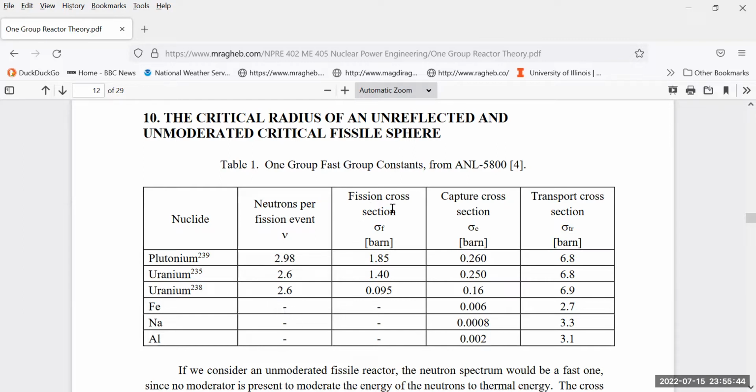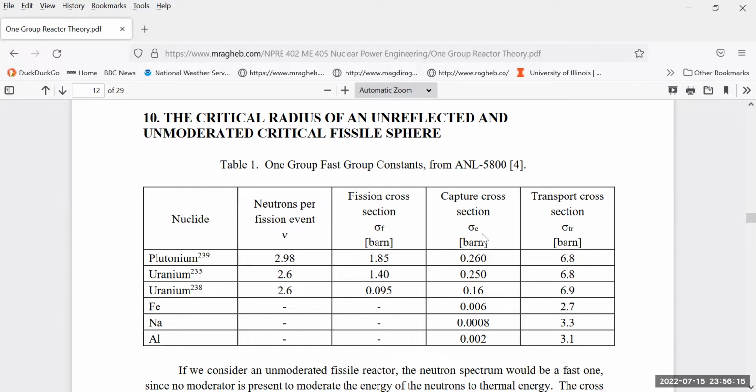non-multiplying media. If you think about the fission cross-section, you have to be careful here. You do not use the fission cross-sections for a thermal reactor, you use them for fast neutrons. So the microscopic fission cross-section for plutonium is 1.85, uranium-235, 1.4. And notice here that uranium-238 doesn't fission much at all. So it's really uranium-235 that we're fissioning and getting energy from in existing power plants.